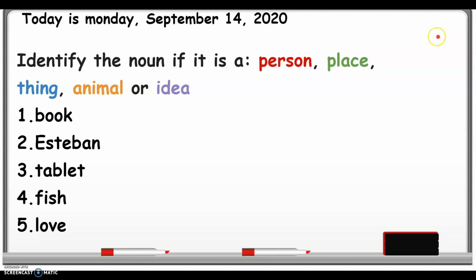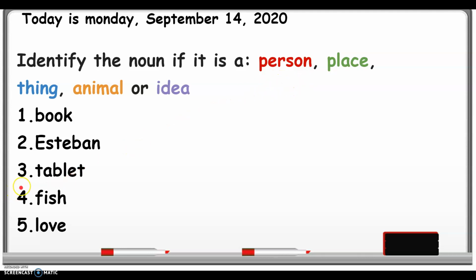And yesterday we were working with 5 words. Help me, ayúdame a poder identificar a qué grupo pertenece. Vamos a clasificarlo. Book, libro. Is book a person, place, thing, animal, or idea? Very good. It's a thing. Es una cosa. Number 2. It says Esteban. It's a name of a person. Person, place, thing, animal, or idea? Very good. A person. That was easy.